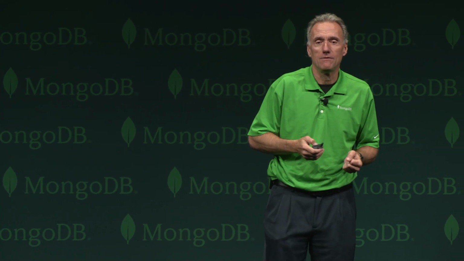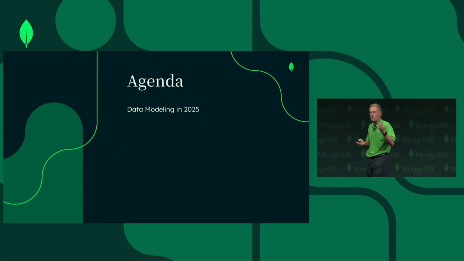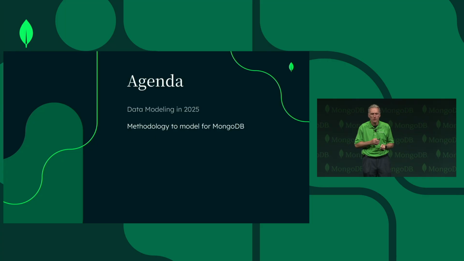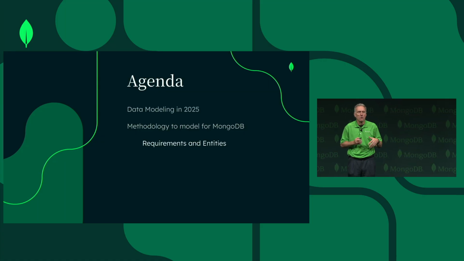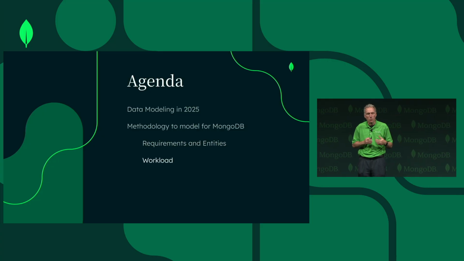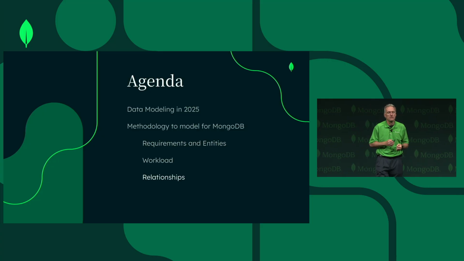So this presentation will be about data modeling. I divided it into 3 main sections. The first one will position data modeling in today's world. Then the core of the presentation is to walk you through a methodology in an example of how to do data modeling for MongoDB. We will follow the phases of the methodology: getting the requirements, identifying the entities, the workload, identifying and modeling the relationships, and finally applying some schema design patterns.